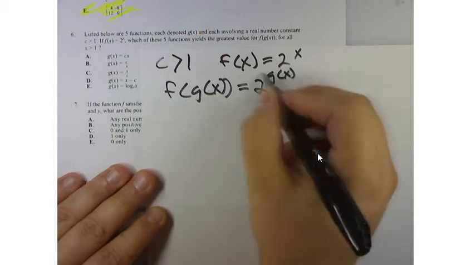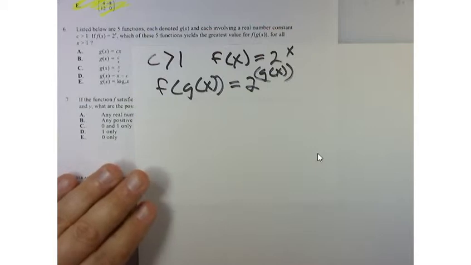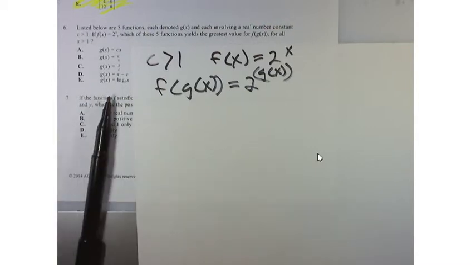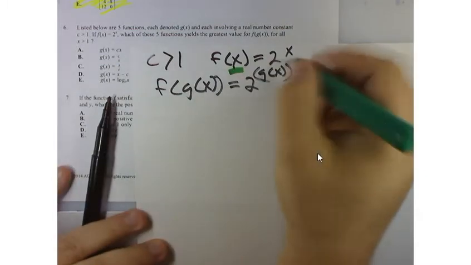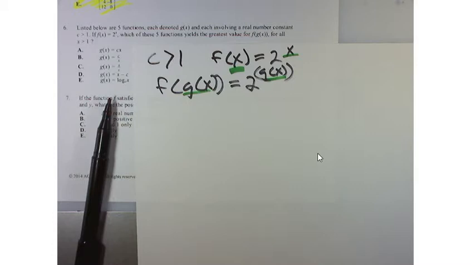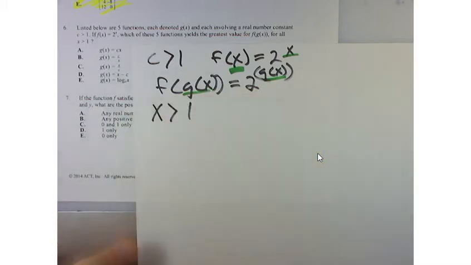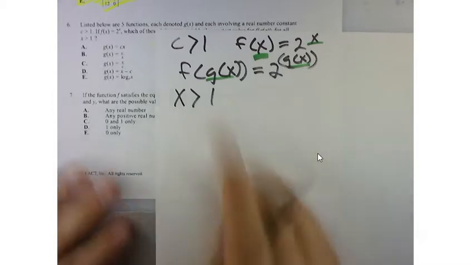and I'm just going to write that down real quick, the composite function. So it's really, and basically what I did is wherever there was an x in the original function, I replaced it with g of x. Alright, so which one would yield the greatest value for f of g of x if I let x be greater than 1? Alright, so let's write down what these functions are.